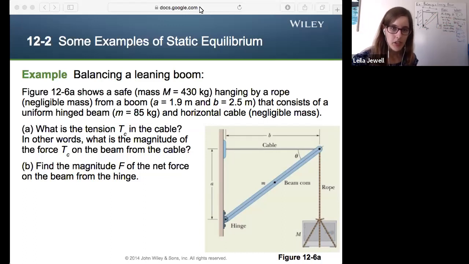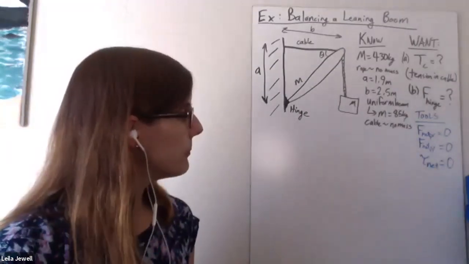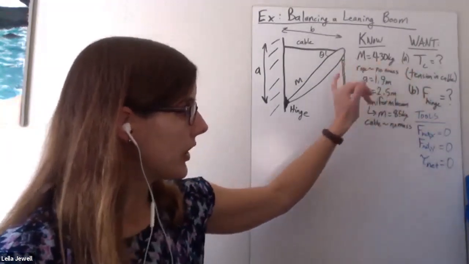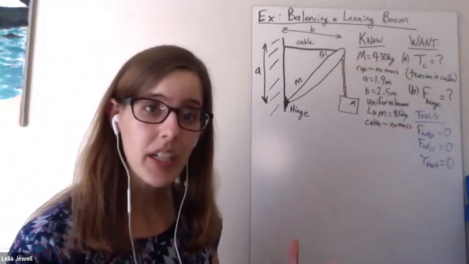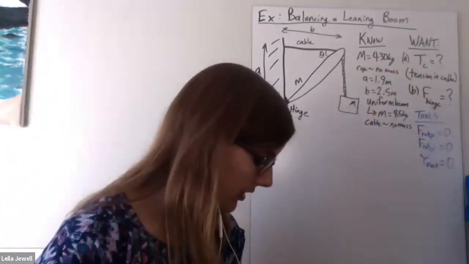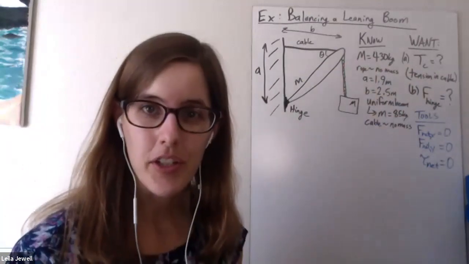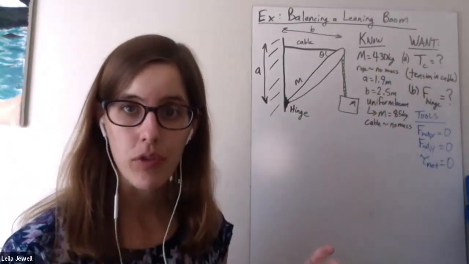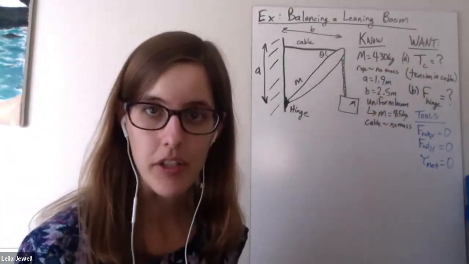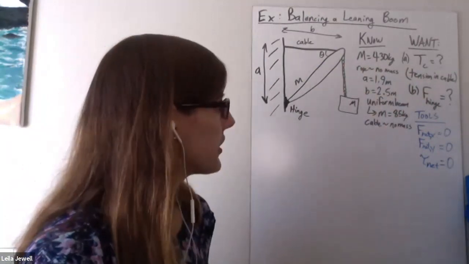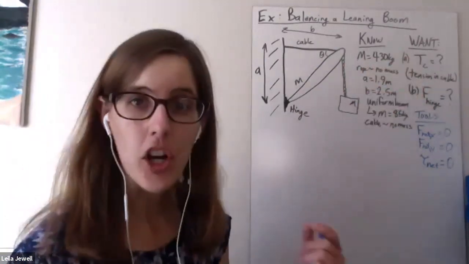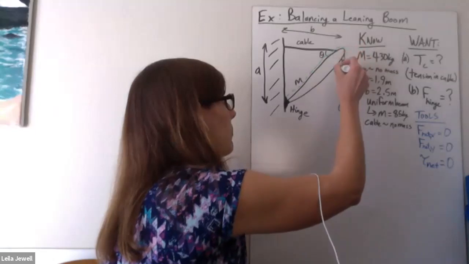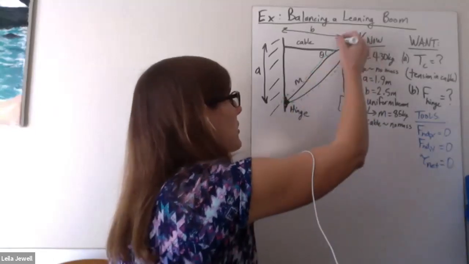So with that in mind, I'm going to stop sharing so you can make this a little more visible. Since it's talking about the force from the cable on the beam and the force from the hinge on the beam, that gives us a clue as to our system. We always want to define our system to know what we are focusing on as an object, so we can focus on the external forces acting on it. Since they keep referring to forces on the beam, that's what I'm going to focus on here. So our beam is the system.